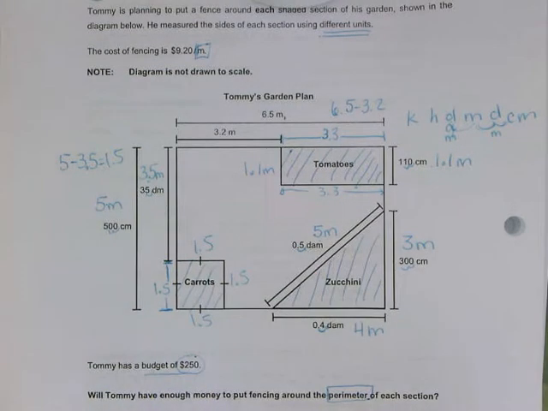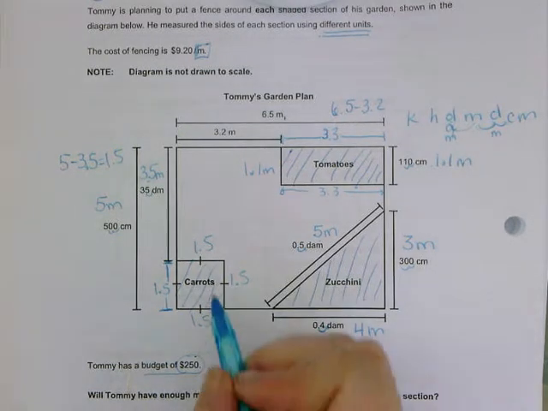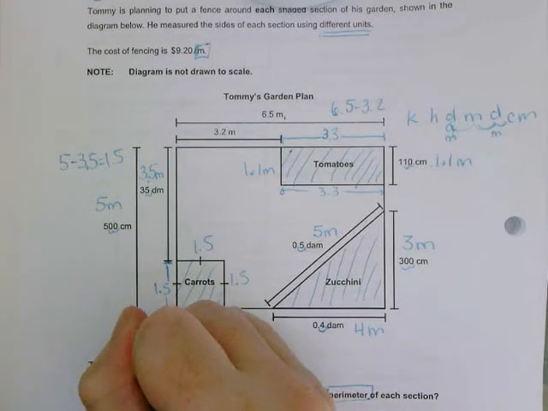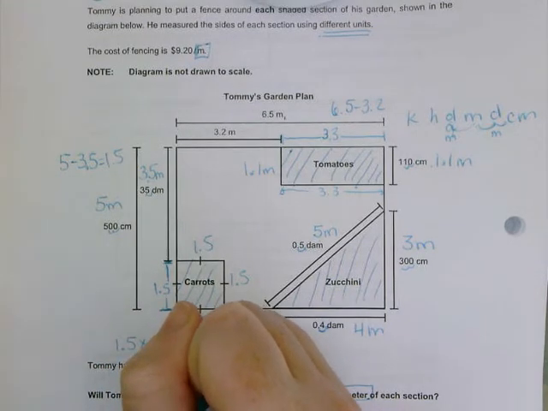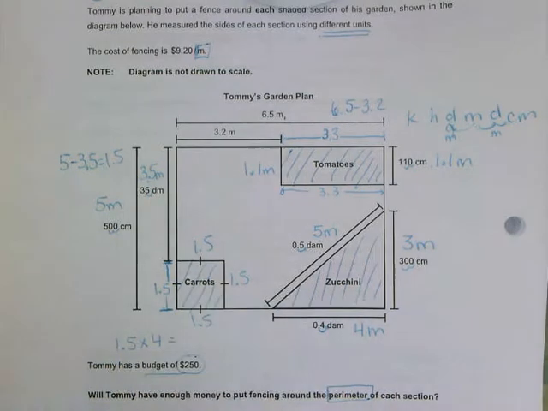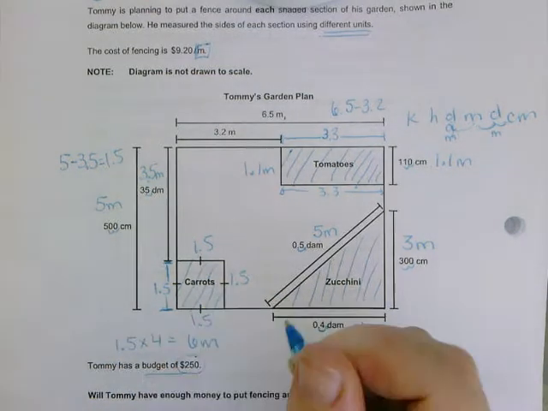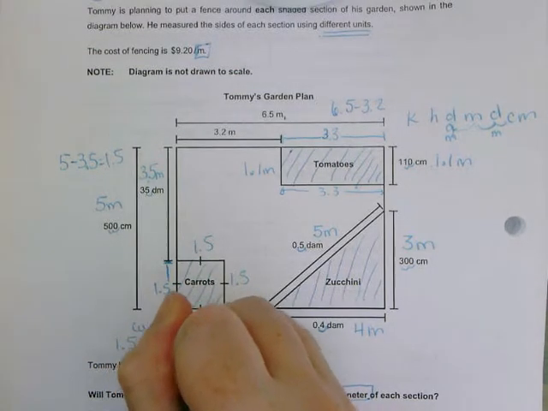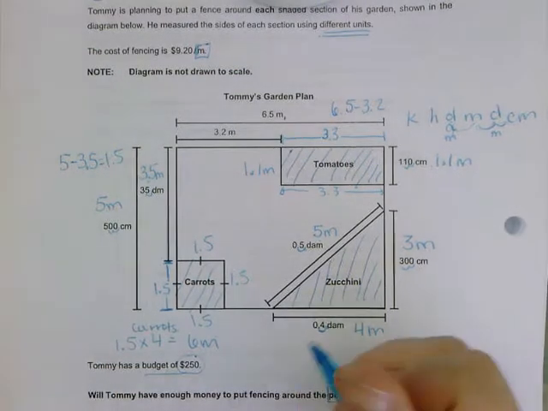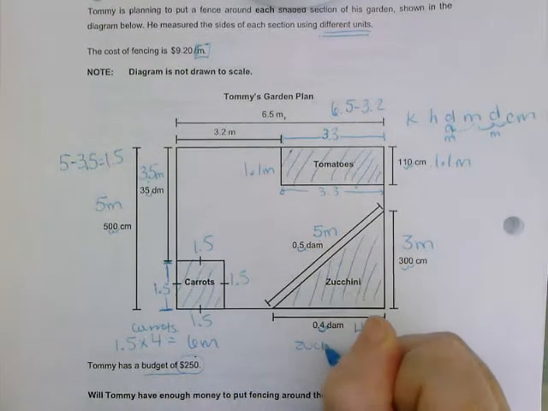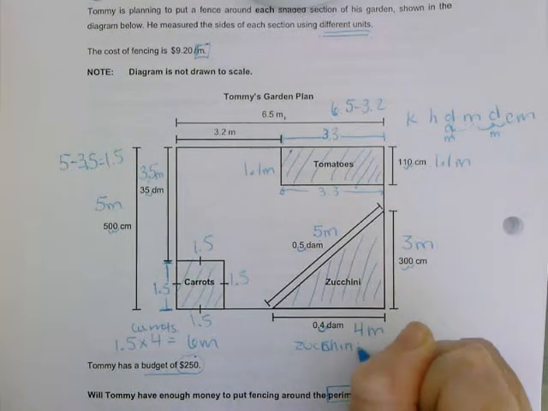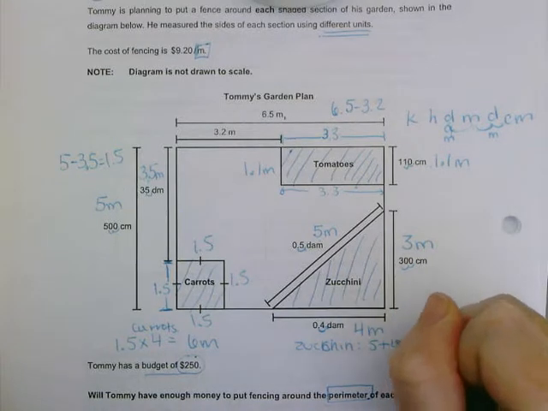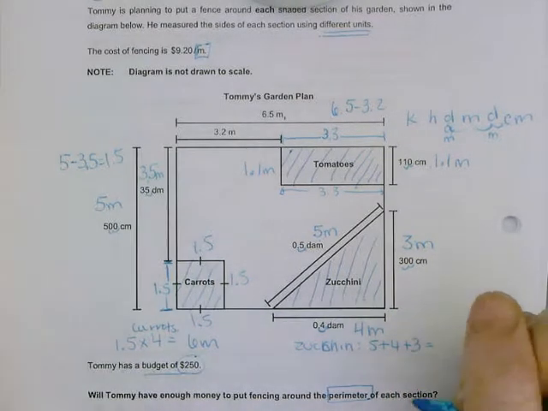Okay, now I just have to add up each of those perimeters. So this one, I'm going to do 1.5 times 4, or you could do plus 1.5 plus 1.5 plus 1.5, and it's going to give me 6 meters. So the carrots is 6 meters. Okay, the zucchini here, whoops, spelled zucchini wrong. You're going to do 5 plus 4 plus 3. Okay, so that's going to be 12 meters.